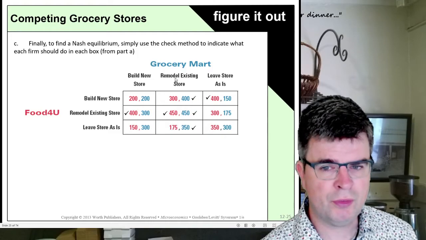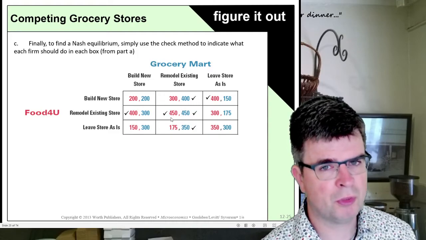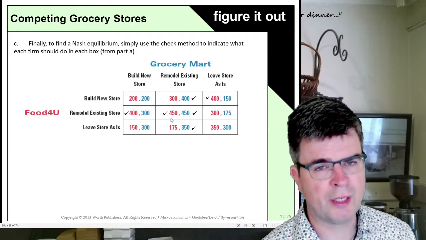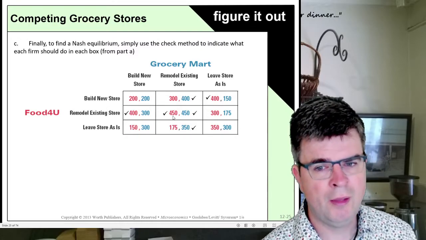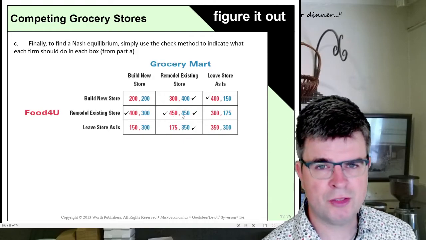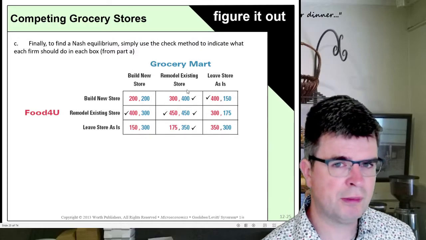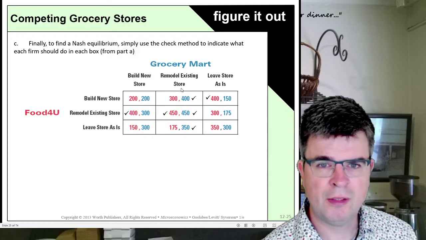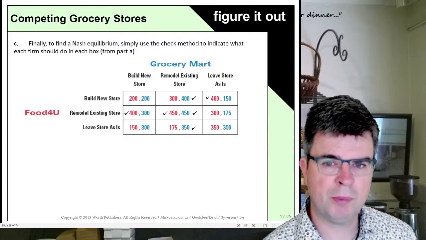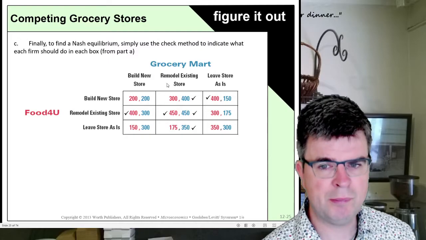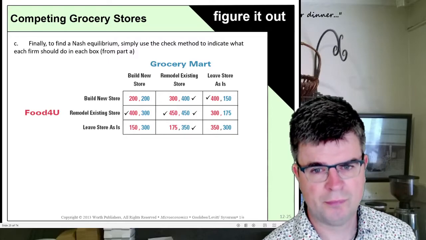Well, given that Grocery Mart decides to remodel the existing store, the optimal response for Food for You is to remodel the store as well. And vice versa, given that Food for You remodels the existing store, the best thing that Grocery Mart can do is to remodel the existing store as well. And remember that the definition of a Nash equilibrium is that it's a pair of strategies that for each player is the strategy that's optimal to choose given what the opponent does. And remodel is the only pair of strategies for which this holds.